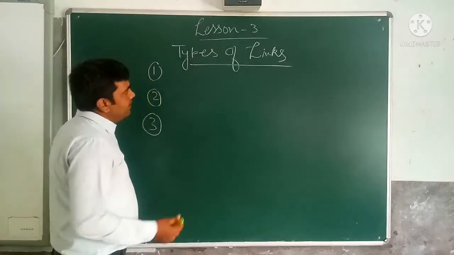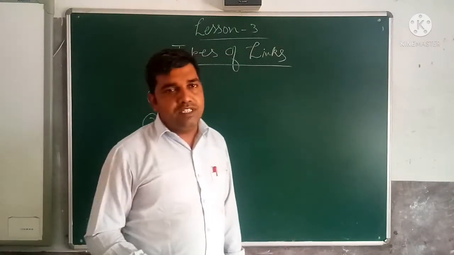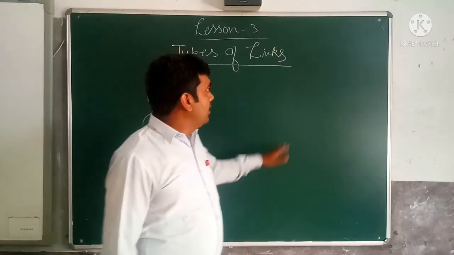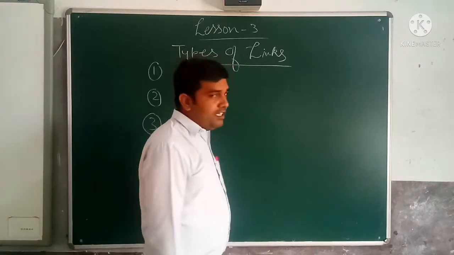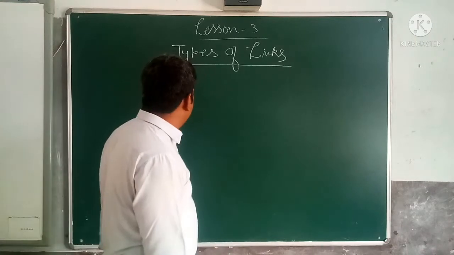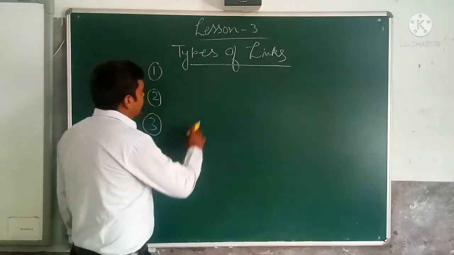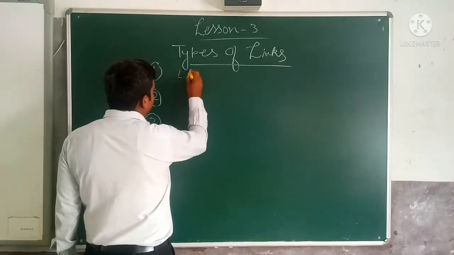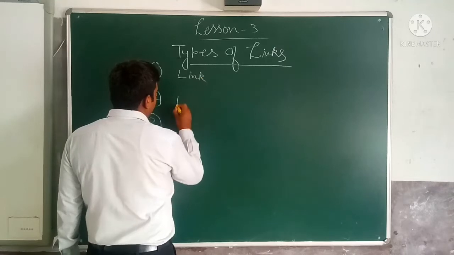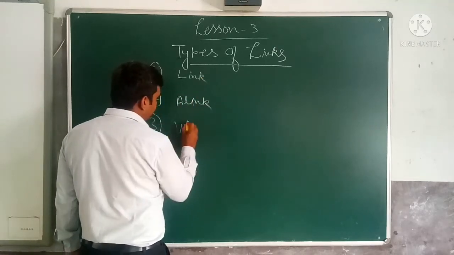Now, this hyperlink you see on any website or web page is underlined and in blue color. The link which is in blue color and underlined is the unvisited link. So this link is of three types: link, which is called the link, A link means active link, and V link, that is the visited link.